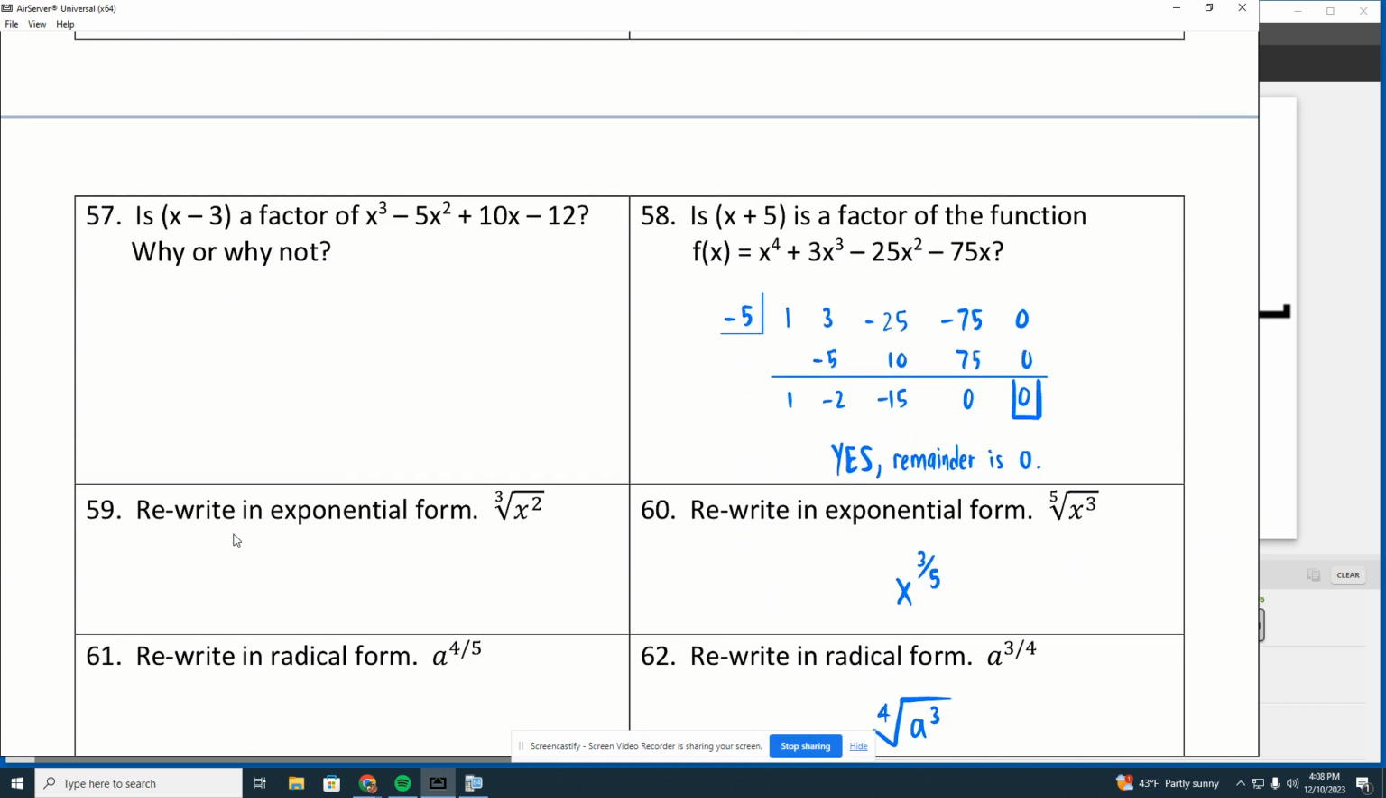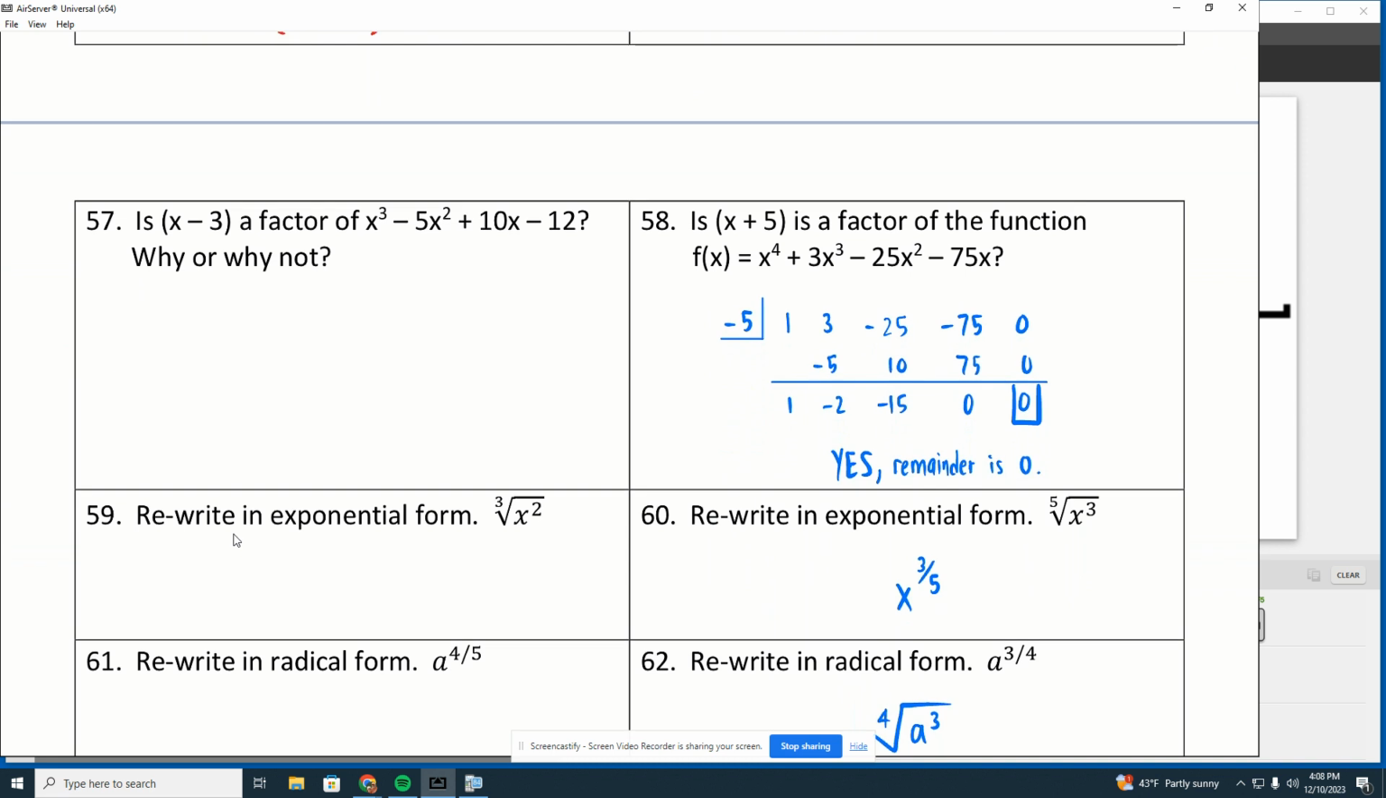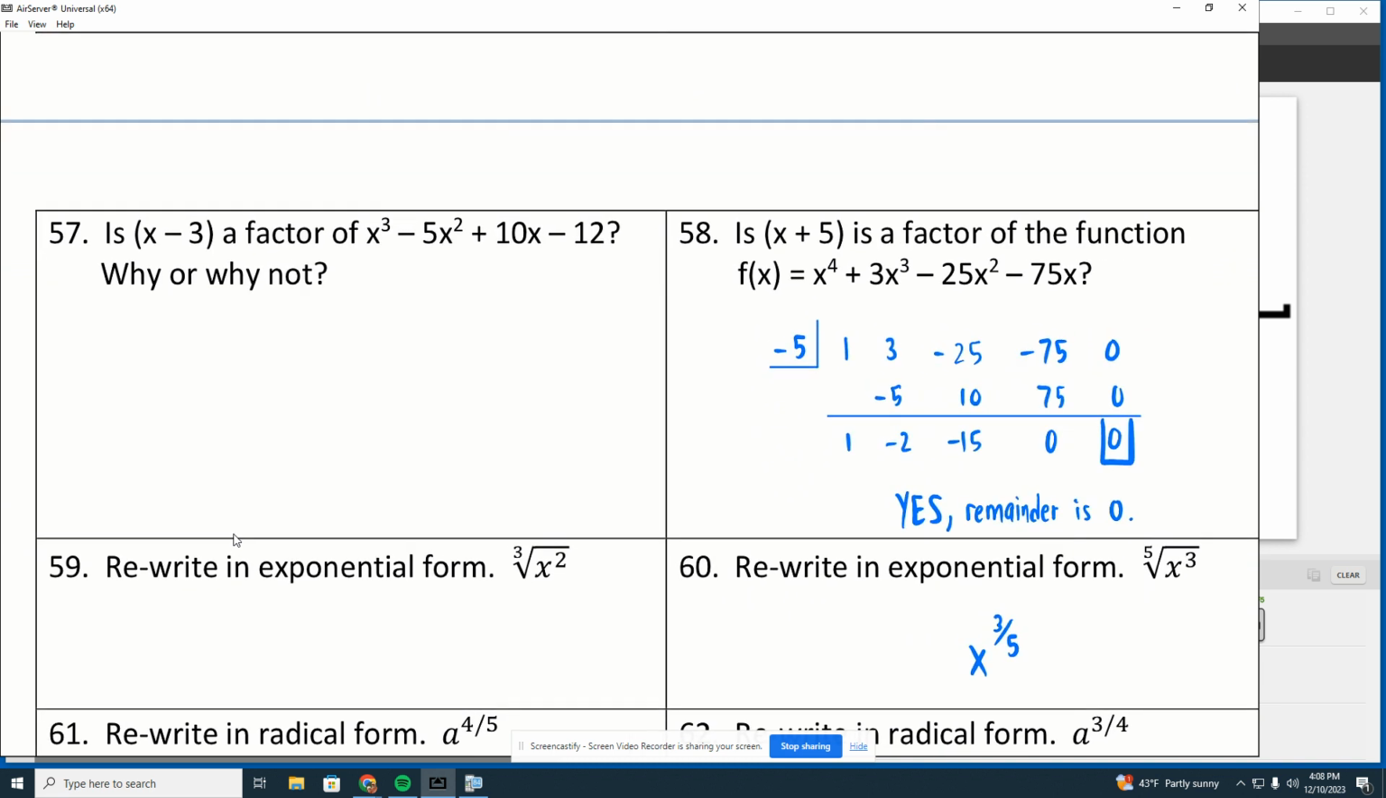Number 57 and 58 ask simply about whether or not it is a factor. Remember, it's a factor if your remainder is 0. If your remainder is anything other than 0, it's not a factor. So what I do is I take this, it's like I set it equal to 0 and solve, and 3 is the number in the box.